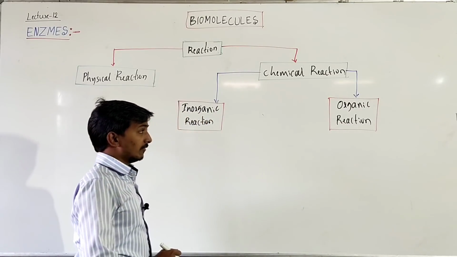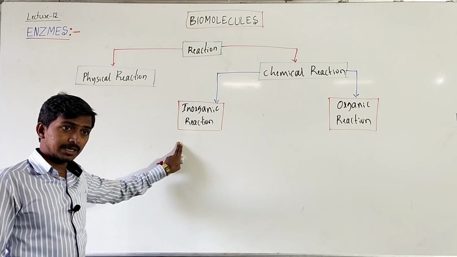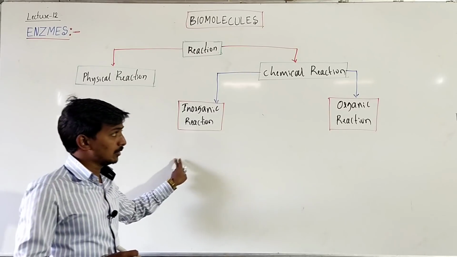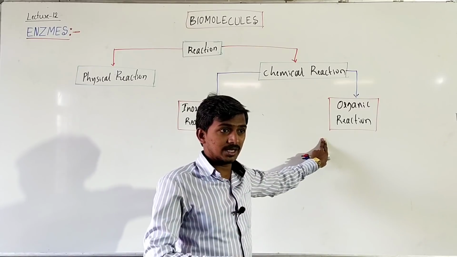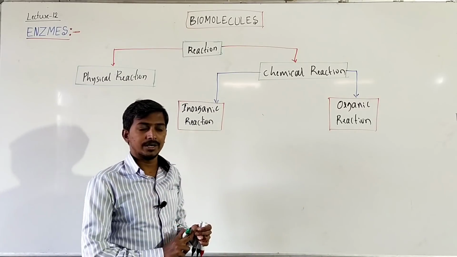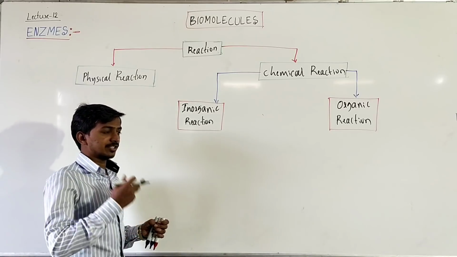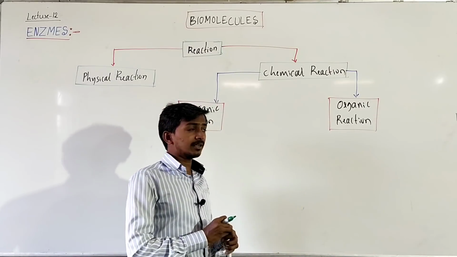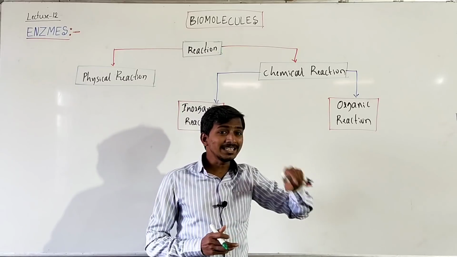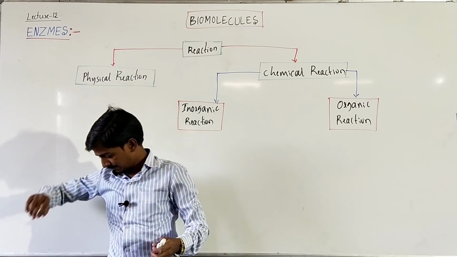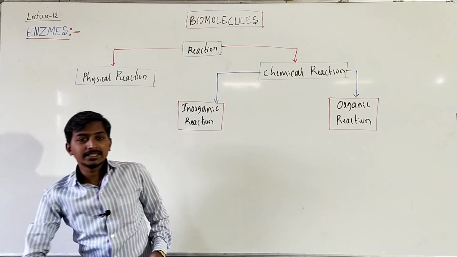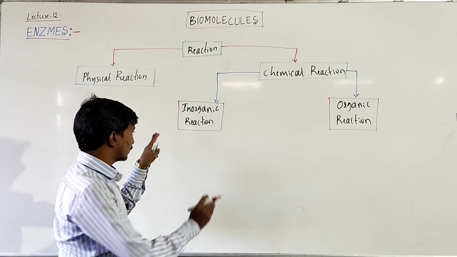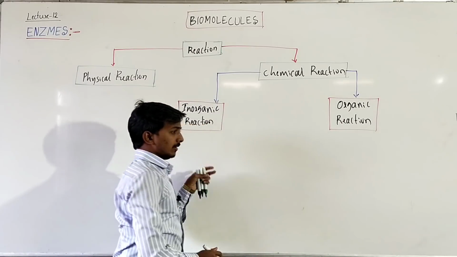Okay, so when we look at an inorganic reaction, the inorganic chemicals are involved. When we look at an organic reaction, the biomolecules are involved, like proteins, carbohydrates, nucleic acids, lipids, vitamins, etc. All those biomolecules are involved. But for these organic reactions, we need the help of enzymes, or biocatalysts. We will see some examples for the inorganic reaction as well as the organic reaction.